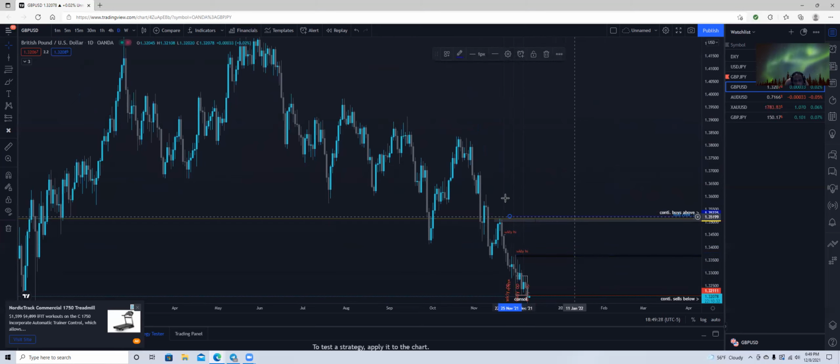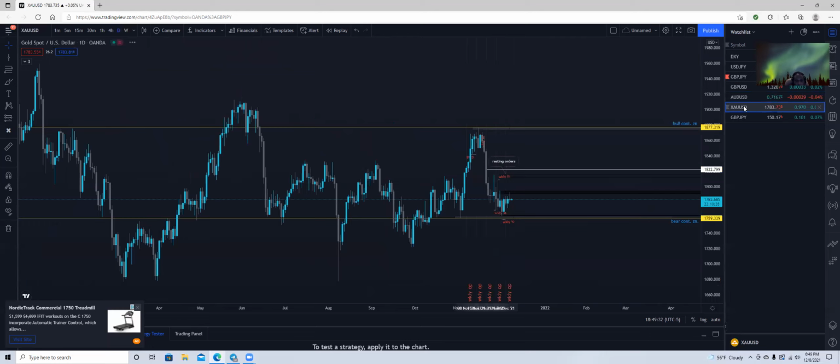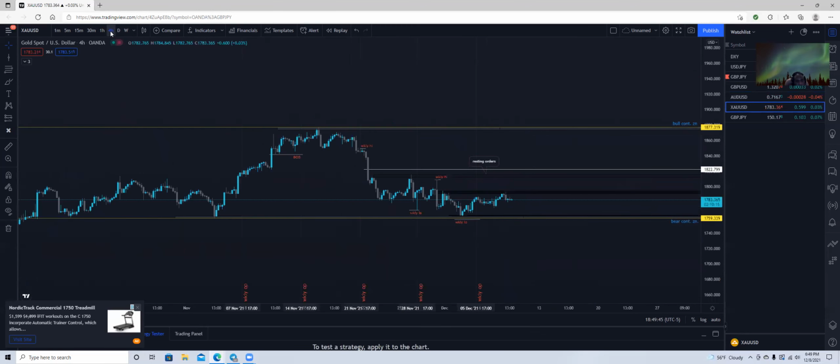So, that's what we're looking for there. Gold. I'm looking for gold to pull back up to this level and potentially short from up there. I ain't 100% on that, but something I was looking at before.